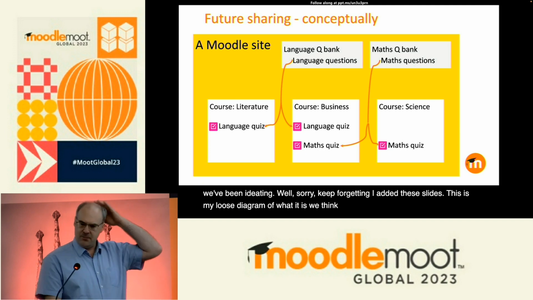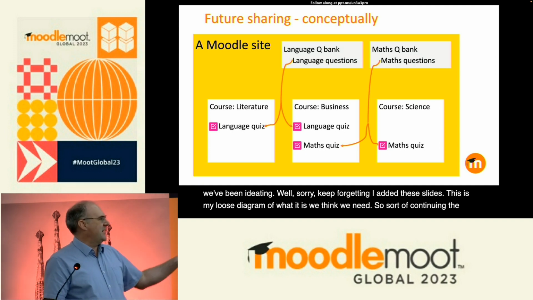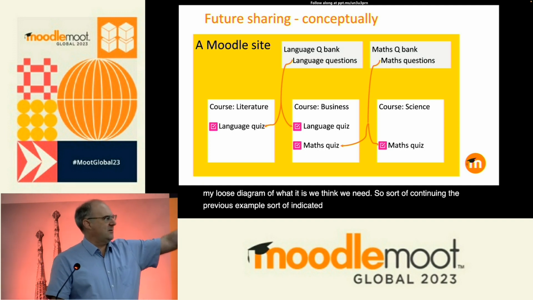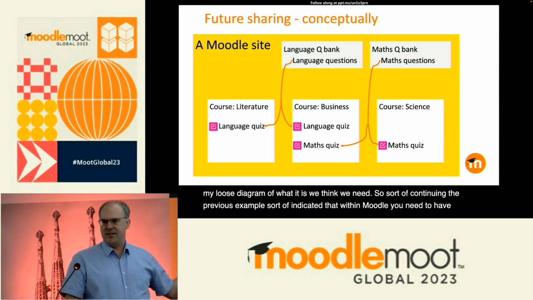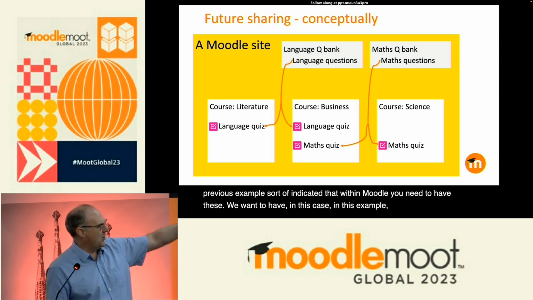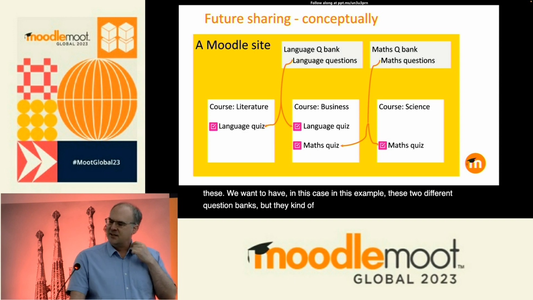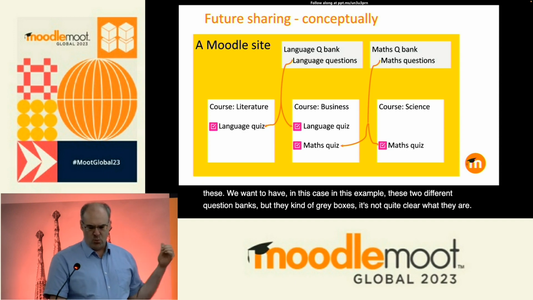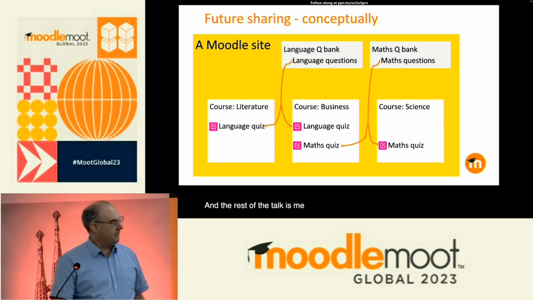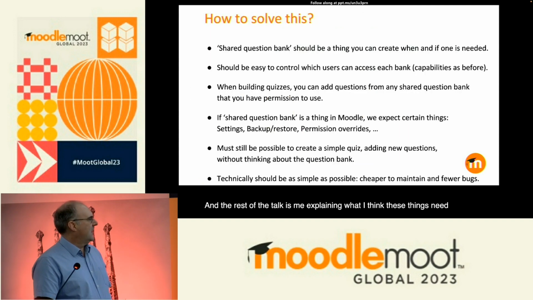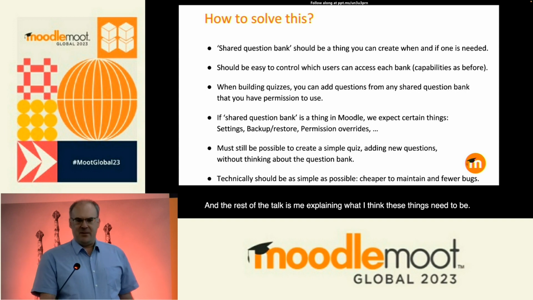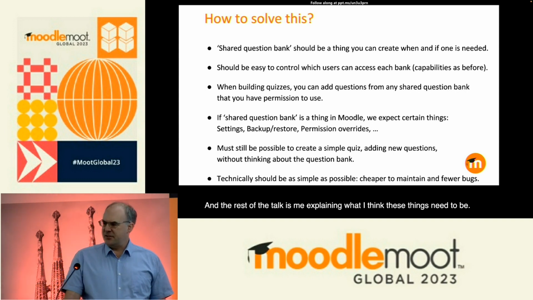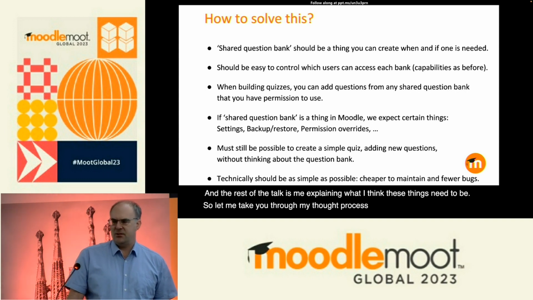So, continuing the previous example, I indicated that within Moodle we want to have, in this example, these two different question banks, but they're kind of grey boxes, it's not quite clear what they are. And the rest of the talk is me explaining what I think these things need to be. So, let me take you through my thought process as I contemplated these requirements and how we might solve them.